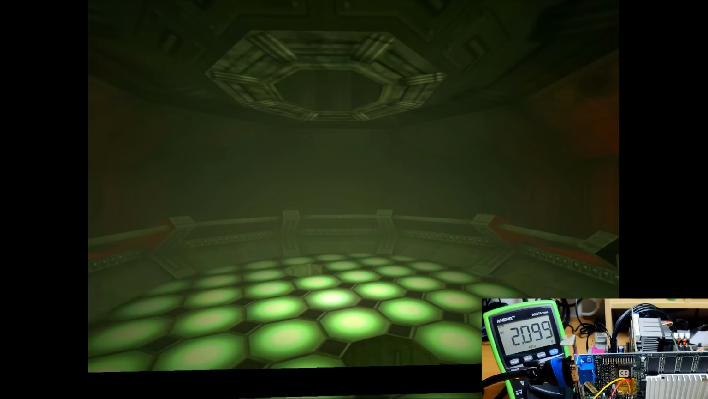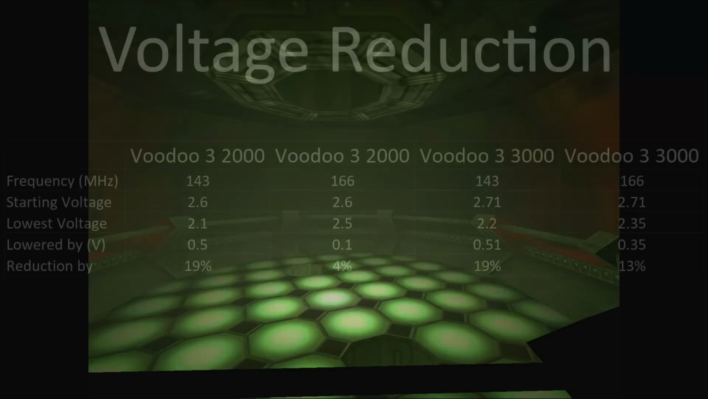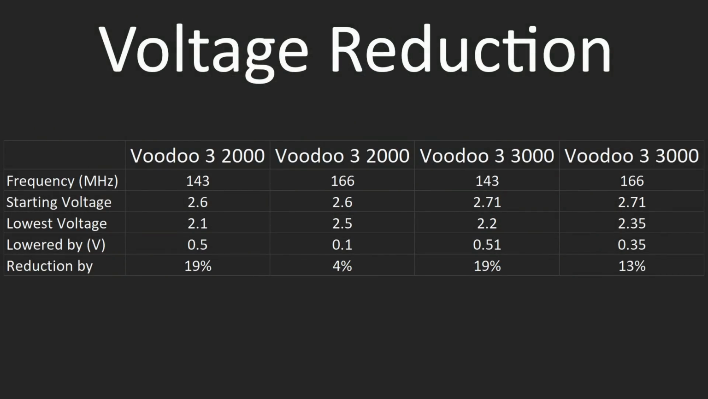Oh, the system crashed. There weren't even artifacts on the screen yet. This behavior is totally different from the other Voodoo card. Maybe it's not the chip, but something else that causes the crash. Very interesting. This chip cannot go as low in terms of voltage as the Voodoo 3000 chip. However, on higher frequencies, this chip performs much better.